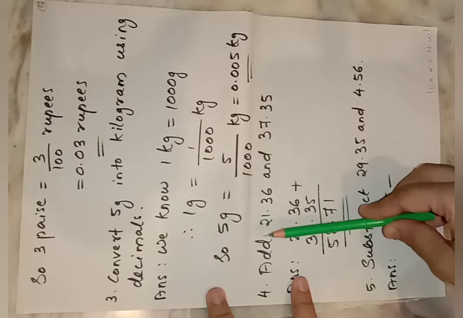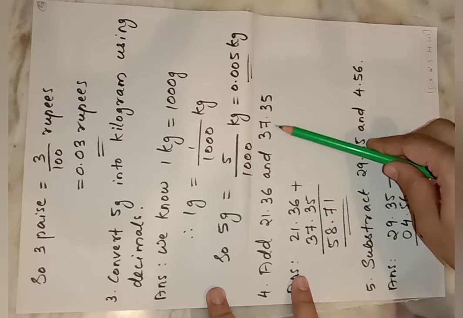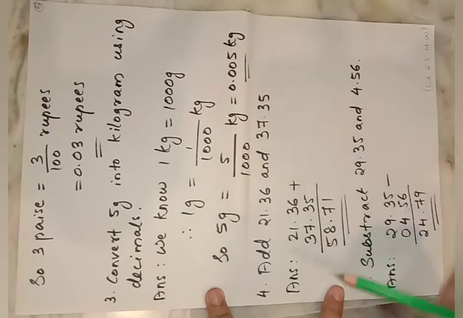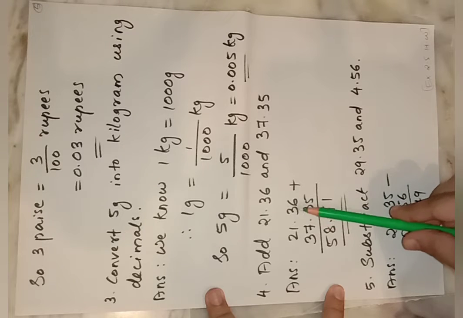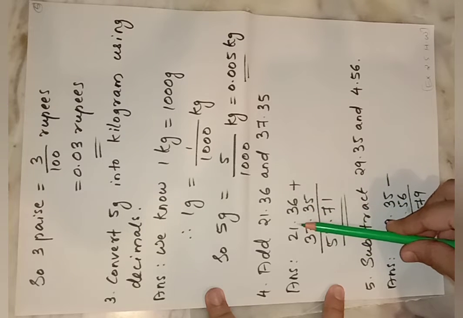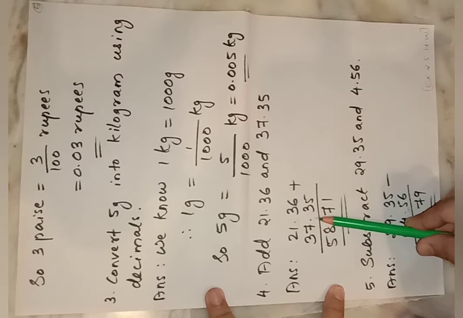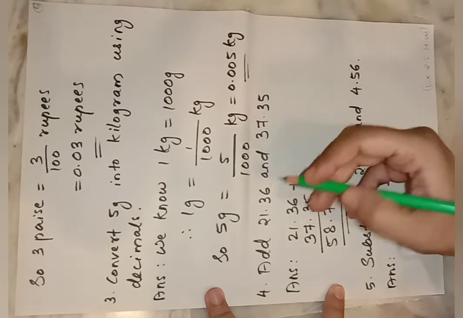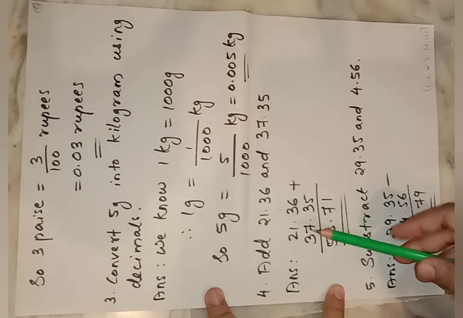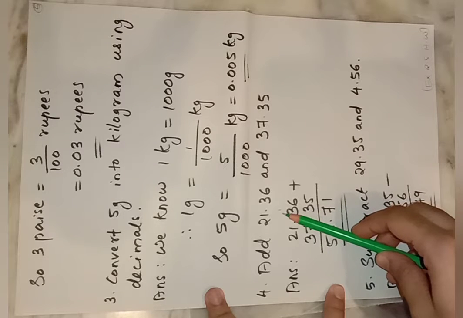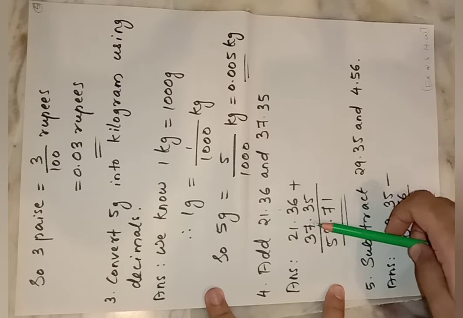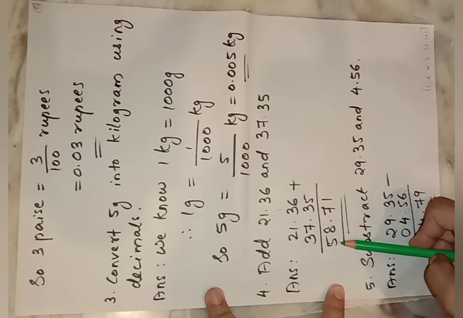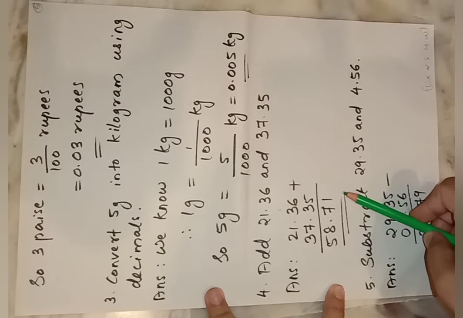Now add 21.36 and 37.35. You have already studied the addition of decimals. So you will just arrange it in the order of the place values. It is 21.36 plus 37.35. Now 6 plus 5 is 11. So write 1 here, then 1 will be balance. 3 plus 3 is 6, 6 plus this balance 1 is 7. Now put the decimal point. Now 1 plus 7 is 8 and 2 plus 3 is 5. So the answer is 58.71.